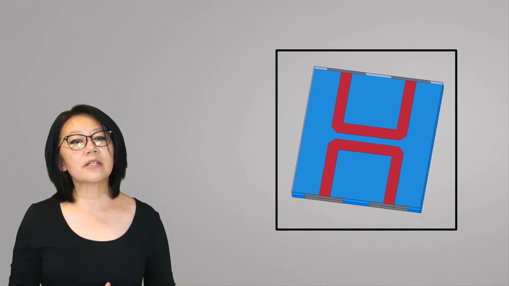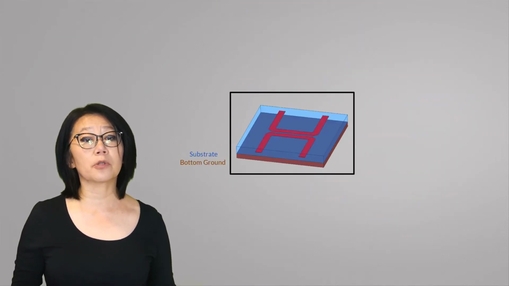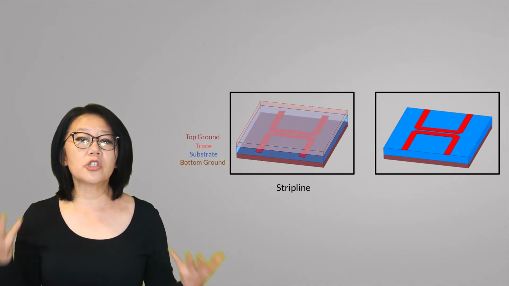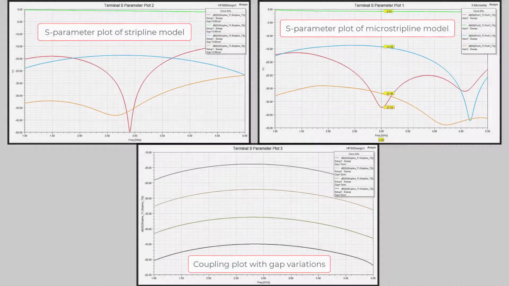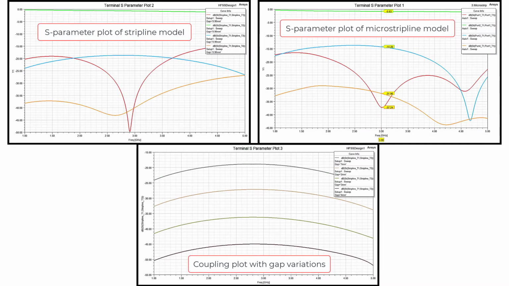So let's go ahead and design two types of single section couplers. One will use stripline technology and the other will use microstrip technology. And a comparison of the different S parameters and the coupling results will be shown for these models.